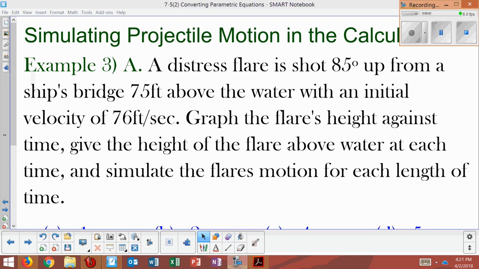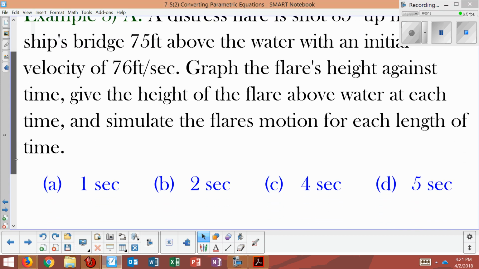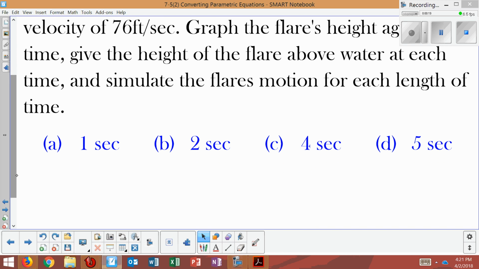Example 3, simulating projectile motion in the calculator. It says a distress flare shot up 85 degrees from a ship's bridge, 75 feet above the water, with an initial velocity of 76 feet per second. Graph the flare's height against time, get the height of the flare above water at each time, and simulate the flare's motion for each length of time.